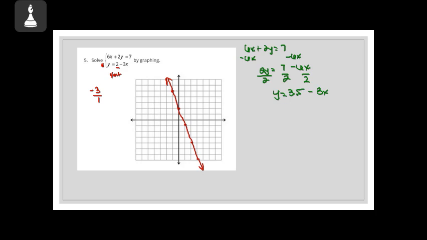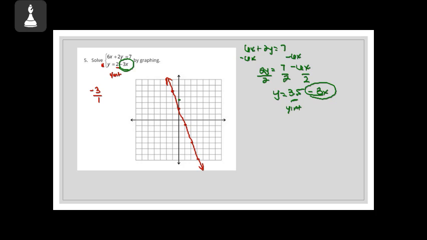So here's your y-intercept. I'm going to start at 3.5. 1, 2, 3.5. But look at your slope now. The slopes are exactly the same. And in two equations where the slopes are exactly the same, the two lines are parallel.